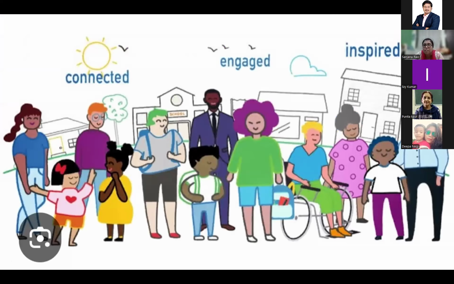So this picture will speak the whole thing, what we have talked so far, what we have learned so far. It's connecting, the engagement will connect, and it inspires.